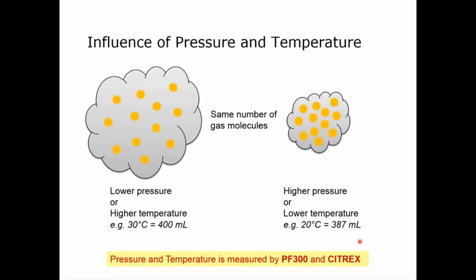Both PF300 and Cytrex include pressure and temperature measurement to compensate for this effect. So the user does not have to worry about the temperature nor the pressure in a gas. It's automatically measured and compensated when calculating the volume into standard liter for later on displaying in whatever gas standard.